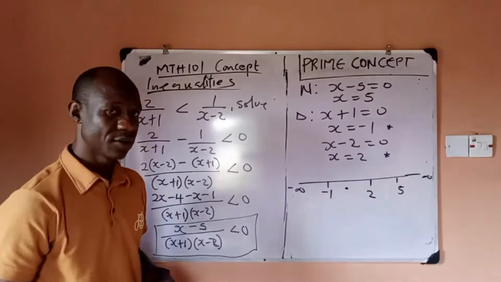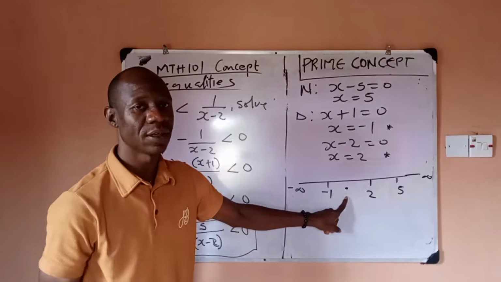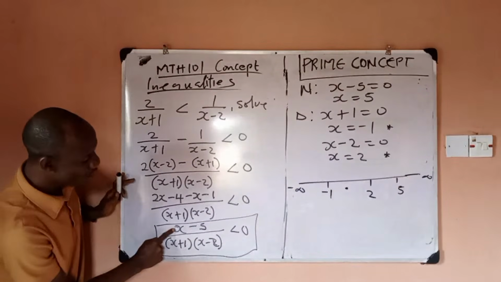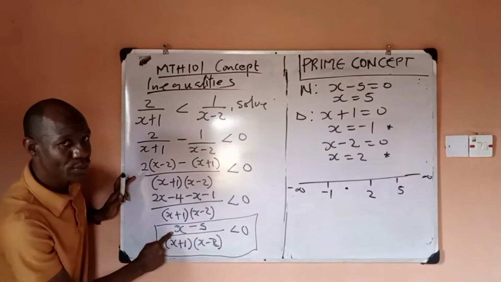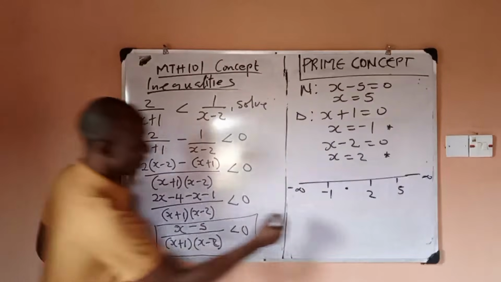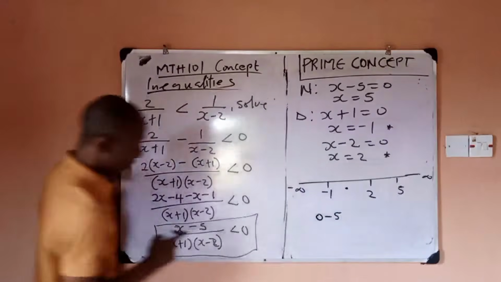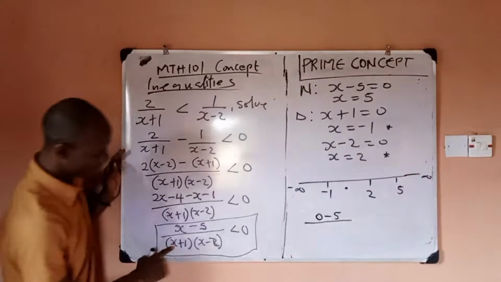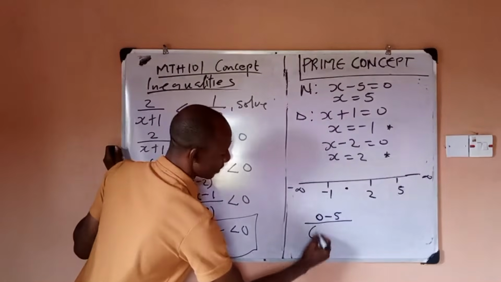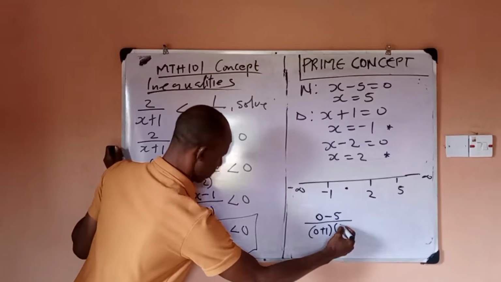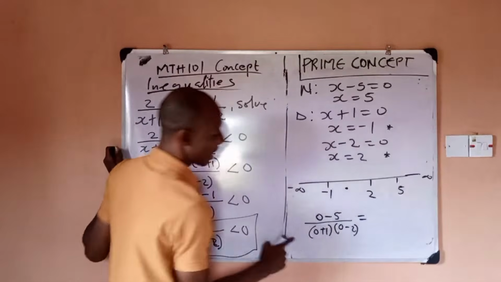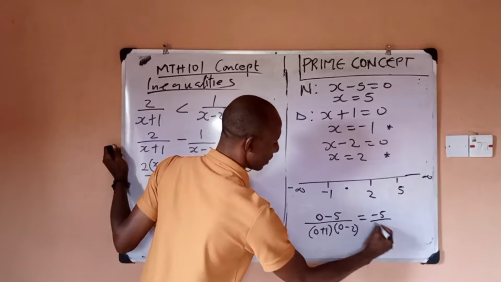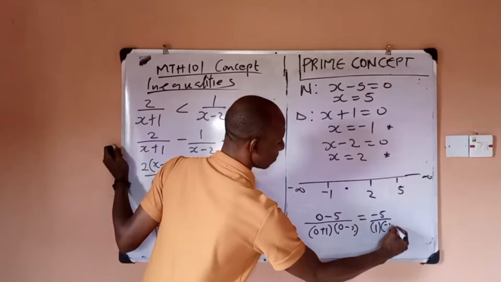I hope you are taking note of it. And I'm using which number from this interval? I'm using 0 to test. So it means in this equation, anywhere I see x, I'm going to put 0. So I have 0 minus 5. Can you see it? This is x. 0 minus 5 all over 0 plus 1 into 0 minus 2. So what do I have? 0 minus 5 is minus 5. 0 plus 1 is 1. 0 minus 2 is minus 2.